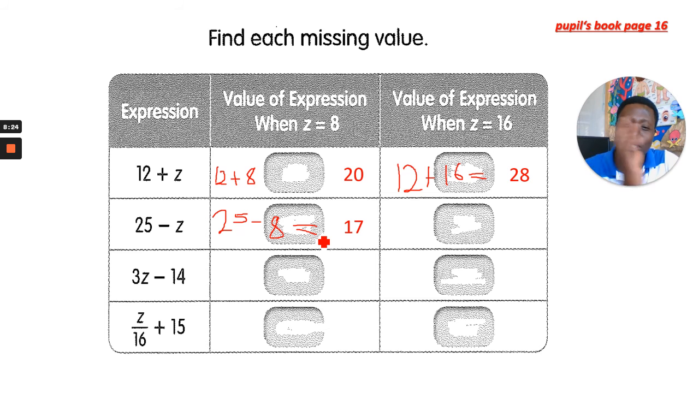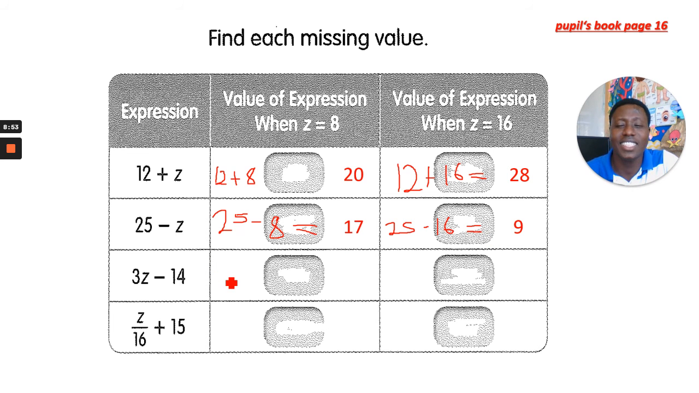All right. Then let's go to the next one, under 16. So when z is 16, it's going to be 25 minus 16. All right? If you have 25 and you subtract 16, did you get 9? Yes. Good. You are very good if you got 9.